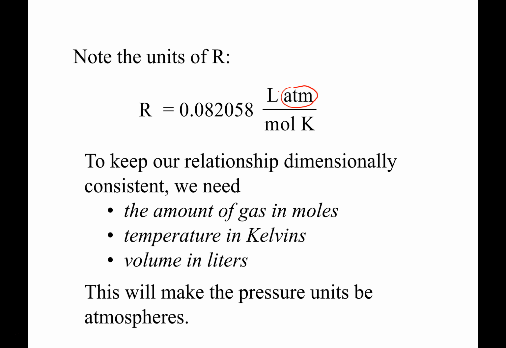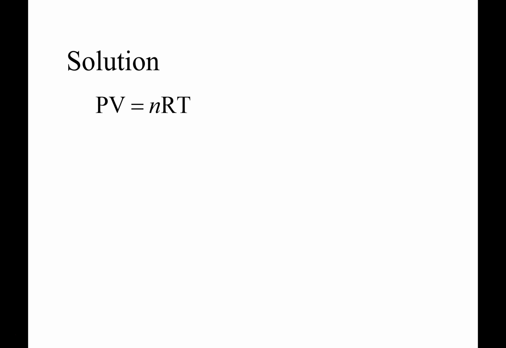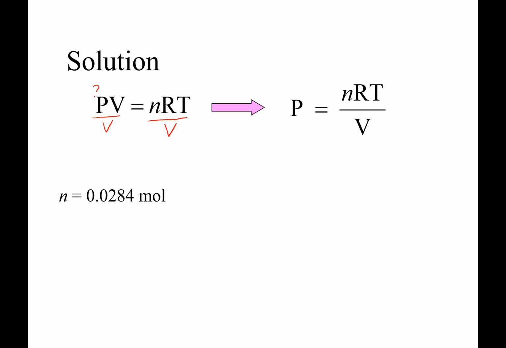Okay. A good way, I think, to handle this is to rearrange the ideal gas law for the variable you're trying to solve for. We're trying to get to pressure, and notice we can isolate pressure by itself if we divide both sides by volume. Does that work for you? So pressure is equal to nRT over V. Here we go. We're going to substitute in our quantities.